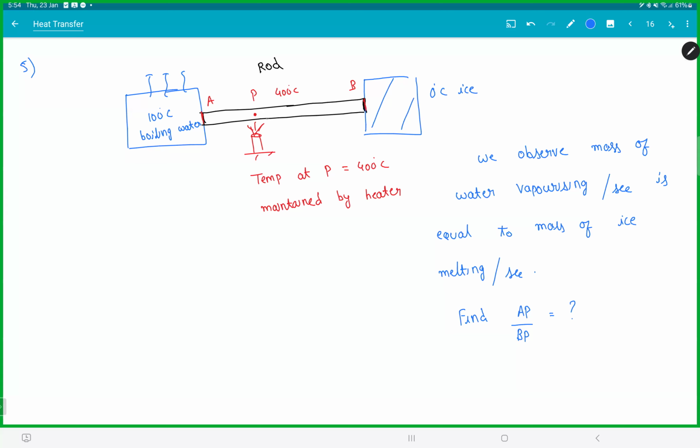Think about it. If you keep this heater pretty close to ice, what will happen? Ice will melt more. If you keep it pretty close to water, what will happen? Water will boil more. So there's a particular point where the mass of ice melting and the mass of water vaporizing will be the same. In case you forgot, latent heat of fusion of ice is 80 calorie per gram. You should know this value. So this is based on calorimetry. Latent heat of vaporization of water is 540 calories per gram.